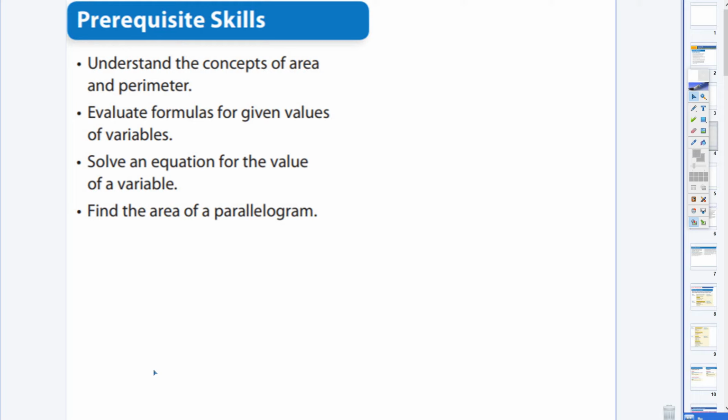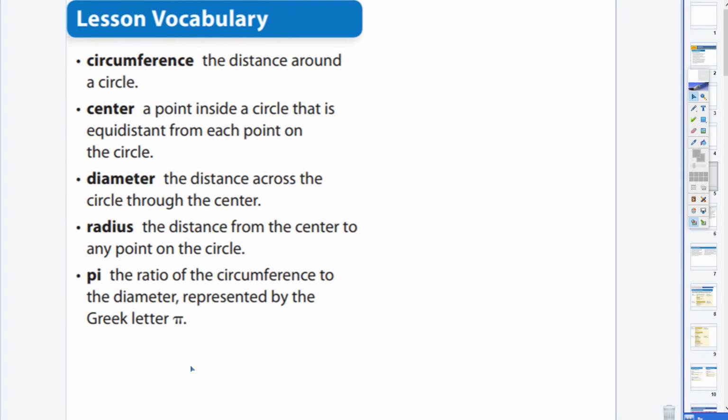Understand the concept of area and perimeter. Evaluate formulas for given values of variables. Solve an equation for the value of a variable and find the area of a parallelogram. These are the skills we've already covered, so you should know them. And here's the vocabulary for this lesson.